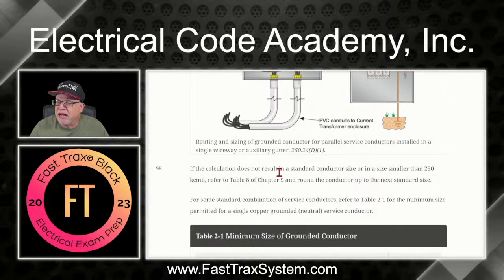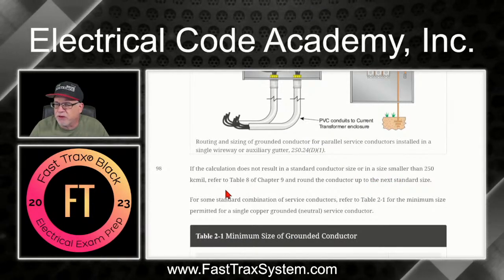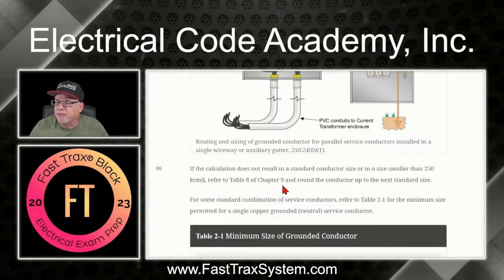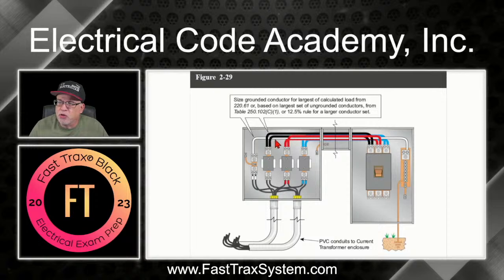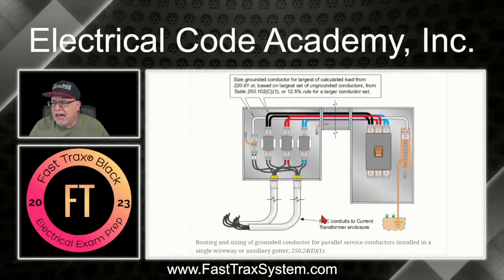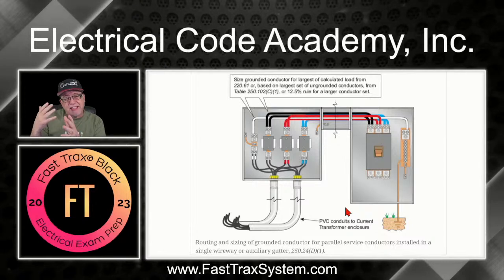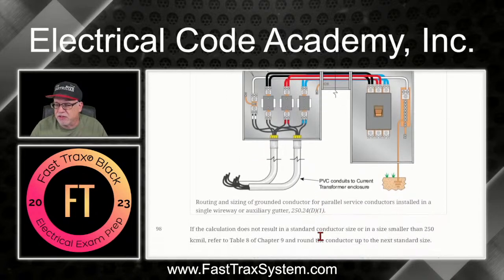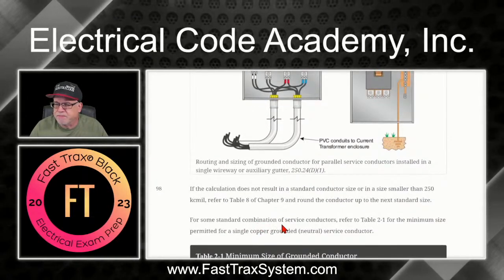Now, if the calculation does not result in a standard conductor size, or a size smaller than 250 kcmil, for example, refer to table 8 of chapter 9 and you're going to round up. So what this means is if you're doing a calculation here and you do the 12.5% and it doesn't exactly match a conductor, then you're going to go back into chapter 9, table 8, which is where you get the circular mils, and you go to the next size. You get to round up to the next size per that table. And I'll show you an example of that here.